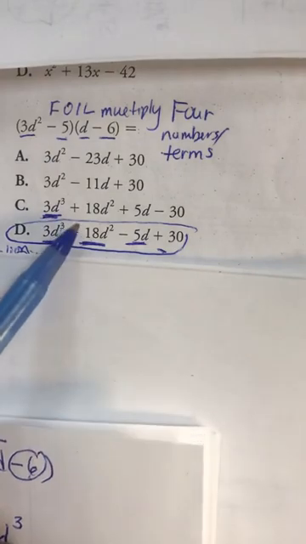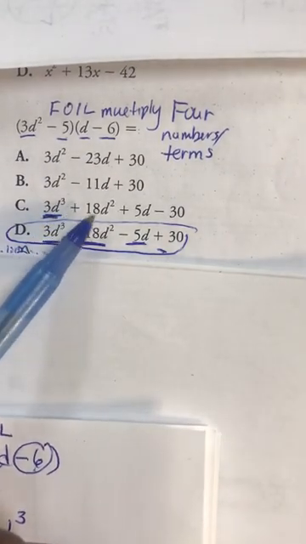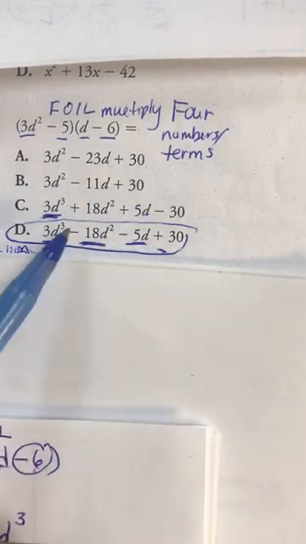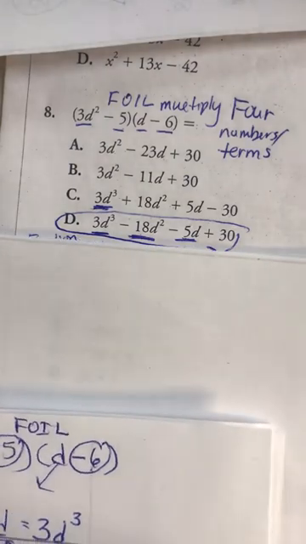And if you see here, of course, they tried to trick you. They changed the sign here to a positive, changed that to a positive, changed that to a negative. So that's a trick. So the answer for number 8 is D as in David.